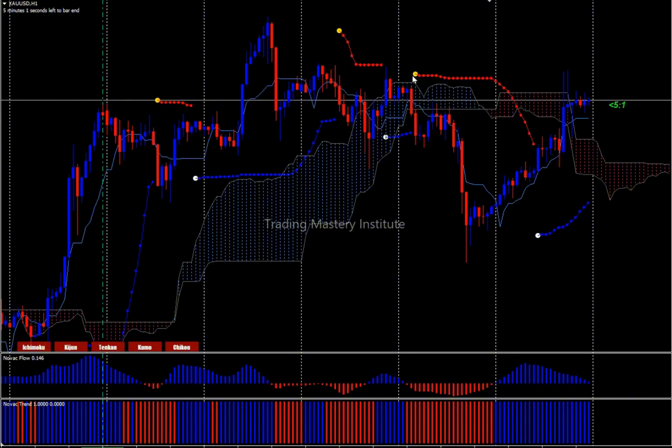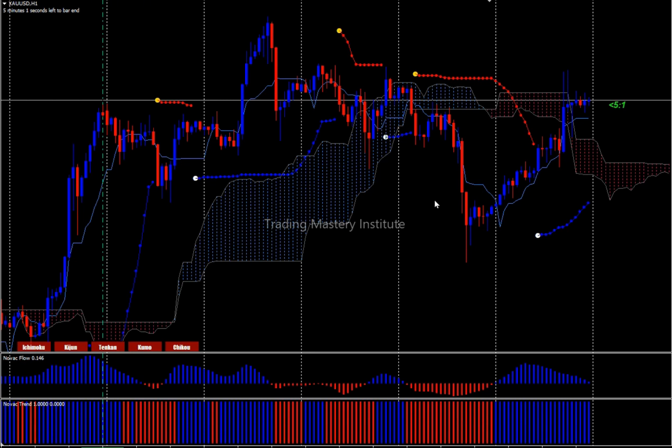Same goes for the sell, we look for the sell dot or the yellow dot. Candlestick must be below the cloud. Novac flow and trend is red, we enter a sell. Stop loss is at the dot, take profit 1:1 or 1:2. For the trailing stop or how to maximize your profit, we will teach in the advanced class.